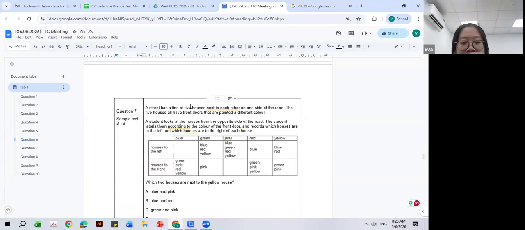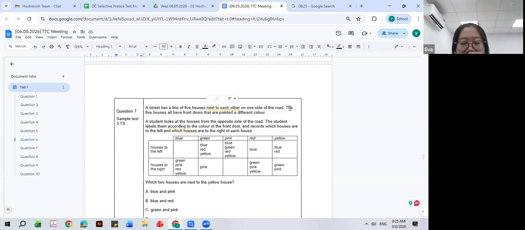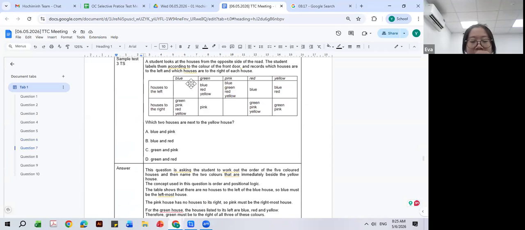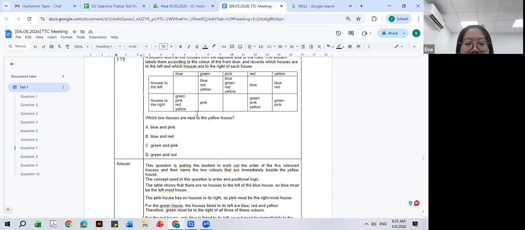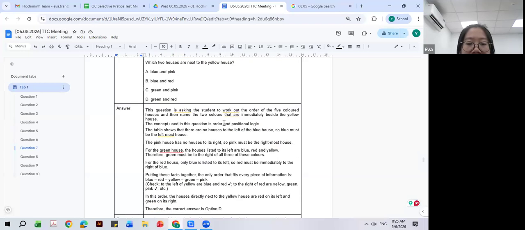A street had a line of 5 houses next to each other on one side of the road. The 5 houses all have a front door and are painted different colors. So we have the following table about the view of a student looking at the houses from the opposite side of the road. We have to find the 2 houses that are next to the yellow house.